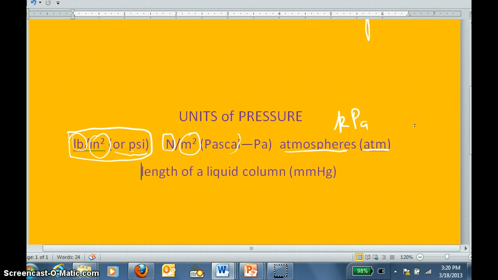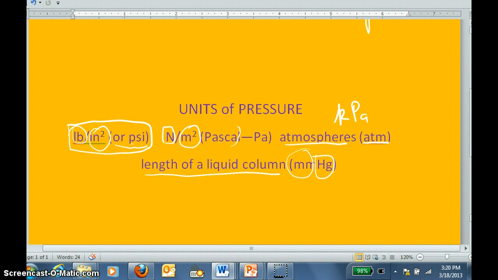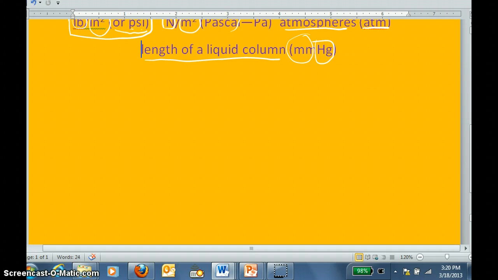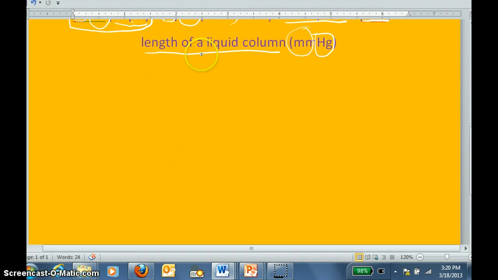But the most interesting units of pressure are when we describe pressure using lengths of a column of a liquid. And the most commonly used one is millimeters, thousandths of a meter, not a very long measurement, of mercury. And of course, under most conditions, mercury is a liquid. So how do we actually measure pressure using lengths of a liquid? Well, I'm going to construct a drawing of a crude barometer, something that measures atmospheric pressures.